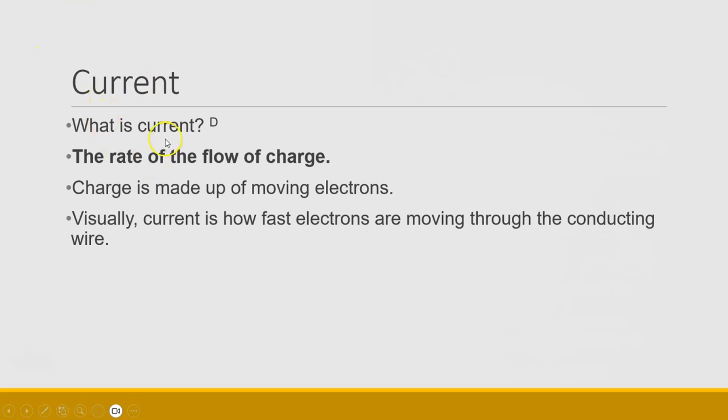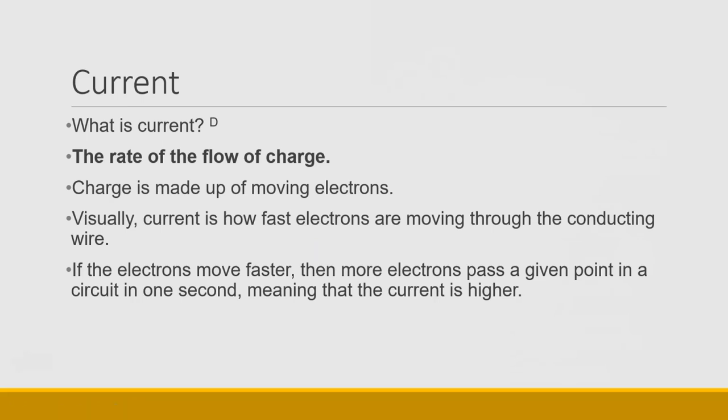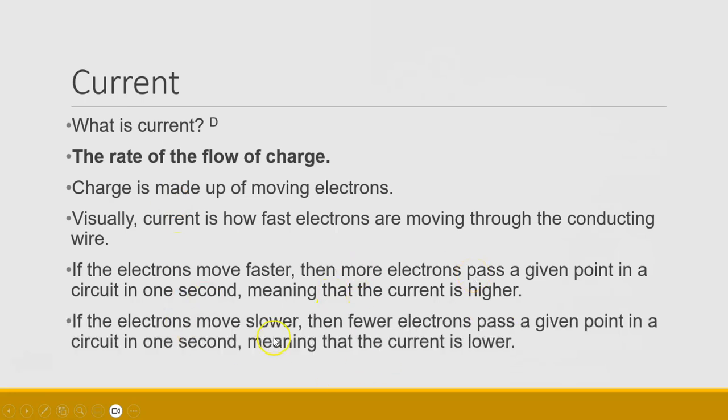That is why the definition is the rate of the flow, in other words, how fast, of charge, which is the moving electrons. If the electrons are moving faster, then more electrons pass a given point in a circuit in a second, making that rate of the flow of charge higher, making the current higher. And if the electrons are moving more slowly, that means that fewer electrons pass a given point in a circuit in a second. So that means that the rate of the flow of charge is lower, so the current is lower.